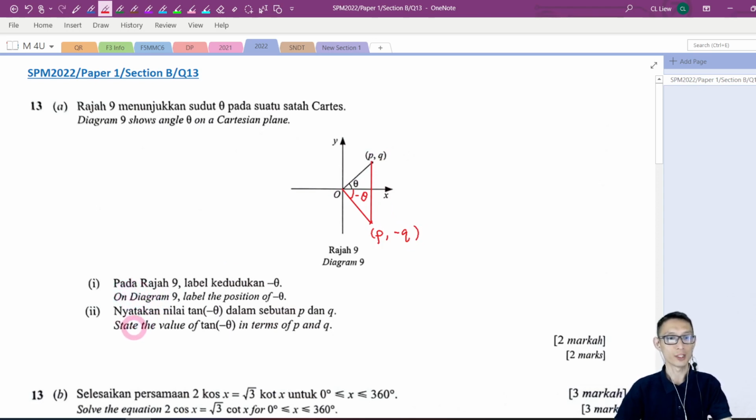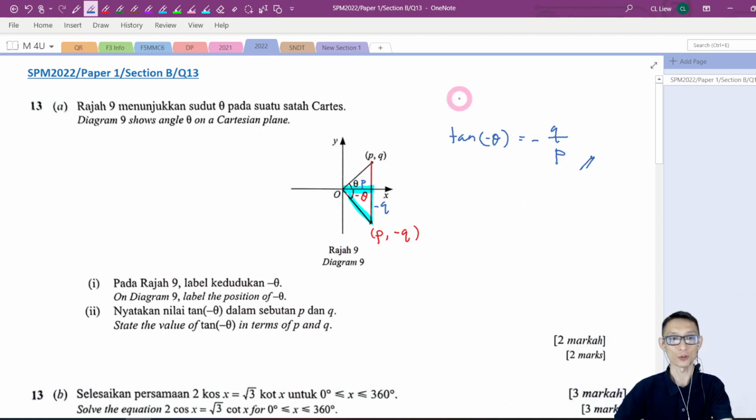So how about part 2? Write the value of tangent negative theta in terms of P and Q. Now you just focus on this triangle. If this is P, it means that here is P, right? This is negative Q. Okay, TOA, tangent negative theta is equal to opposite divided by adjacent. Okay, this is the answer for part 2.